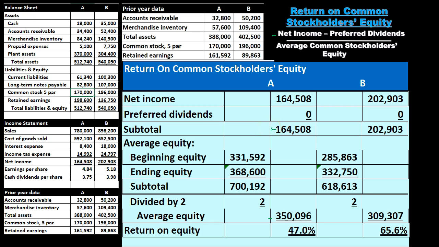So in essence, we want this number to be high as compared to this number. So if we take the net income divided by the equity, we would want this to be higher. And so in this case, B is looking better than A, it having a higher return on common stockholders' equity.